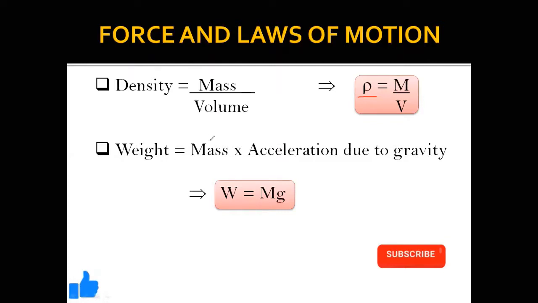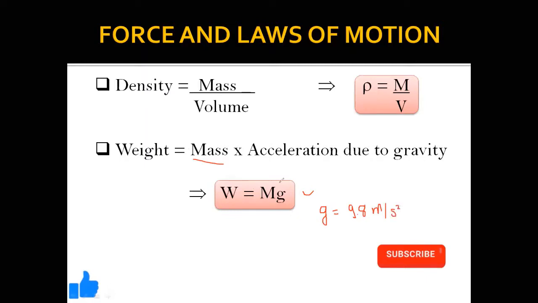Also we have weight is equal to mass into acceleration due to gravity. If we have to find out the weight of the body, there is a difference between mass and weight. Mass is the material content in the body, and weight is the force exerted by the body on the surface of the earth, that is the weight. So to find the weight, we have to do mass into acceleration due to gravity, meaning weight is equal to m into g, and we all know that g is equal to 9.8 meter per second square. Okay, its constant value is 9.8 meter per second square.